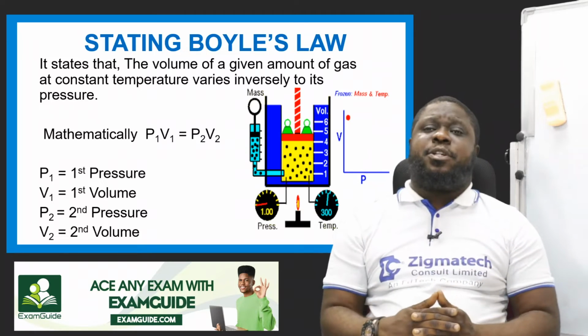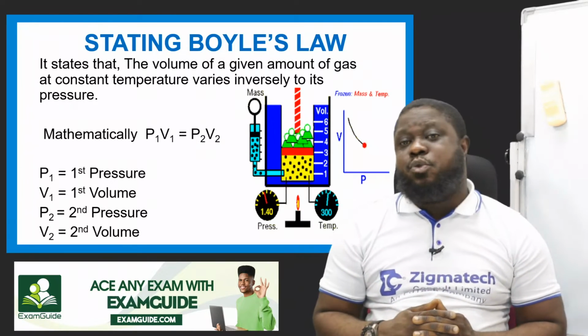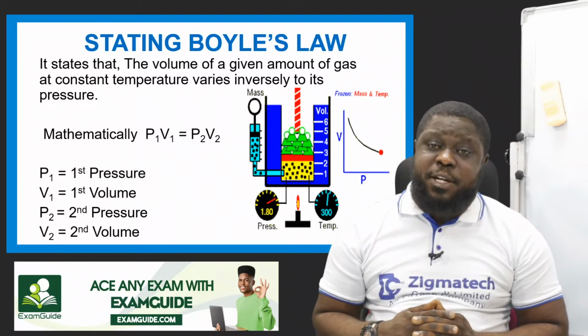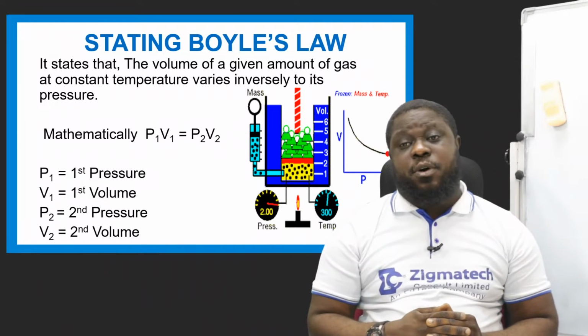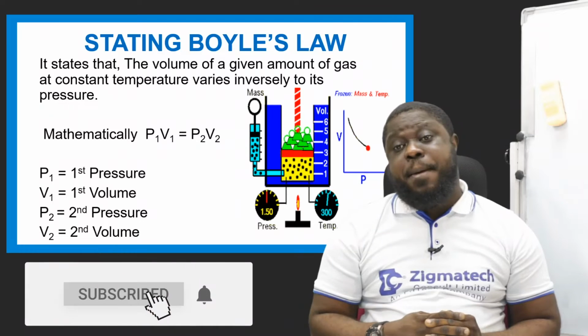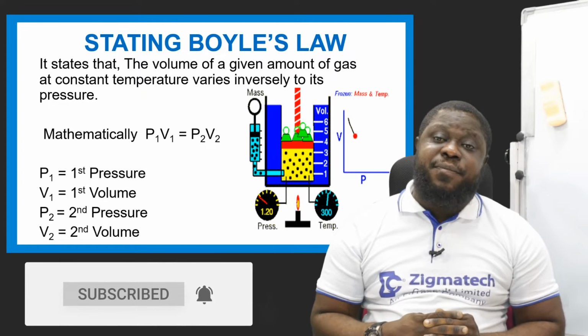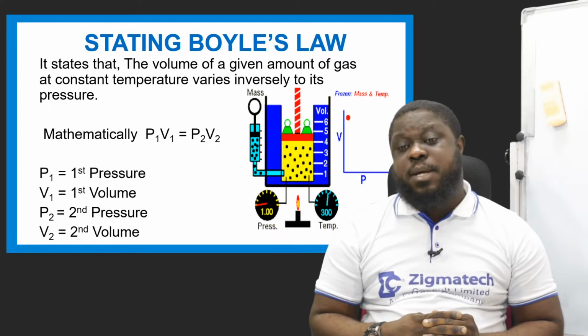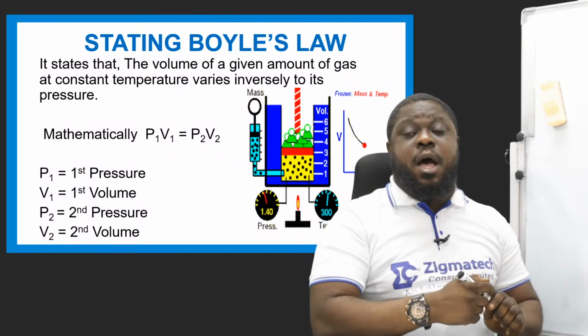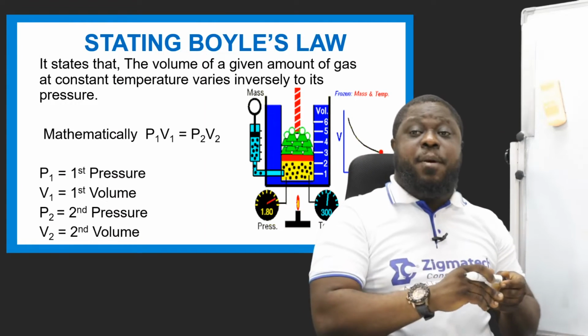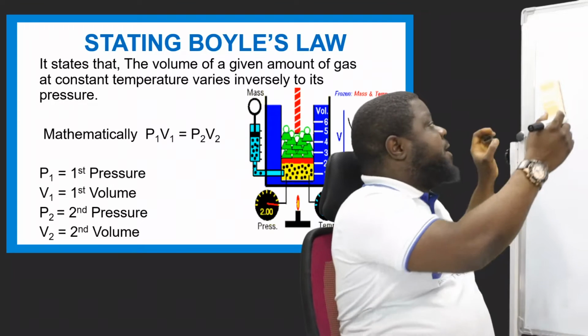So the molecular expression says P1 V1 equals P2 V2. P1 is the first pressure, V1 is the first volume, P2 is the second pressure, and V2 is the second volume. Now, this particular formula can still be written.